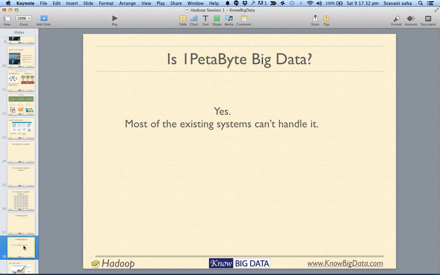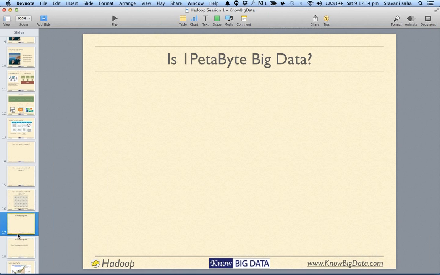I talked to a few telcos, a few people. The moment their data goes beyond a few terabytes, existing disks, existing file systems start to falter. And the biggest reason is the rate at which you read the data from disk becomes really, really slow.